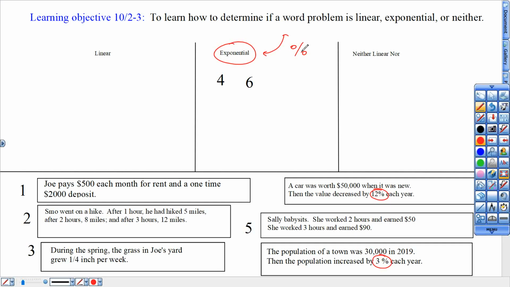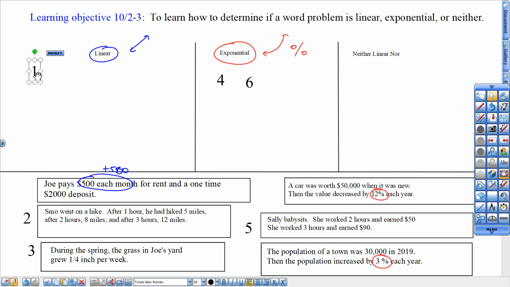All right, the other ones are linear. Linear is a straight line kind of situation, straight line. So if I look at a rent problem, a rent where I'm adding the same amount each month, adding 500 each month, that makes this linear. So number one, anytime I see just paying that same rent each month, for sure linear.